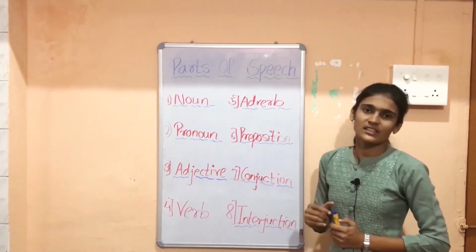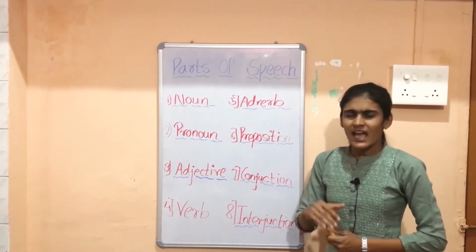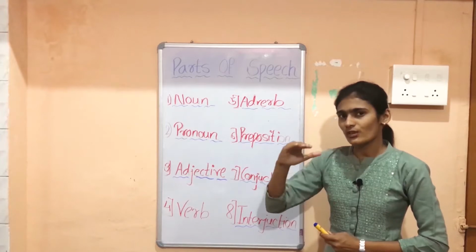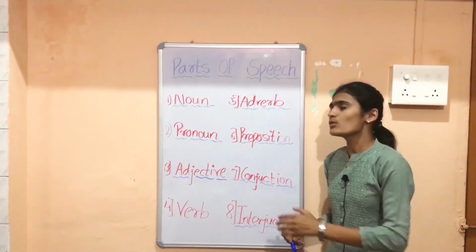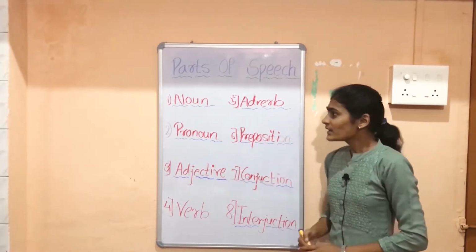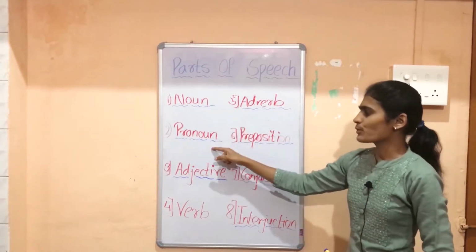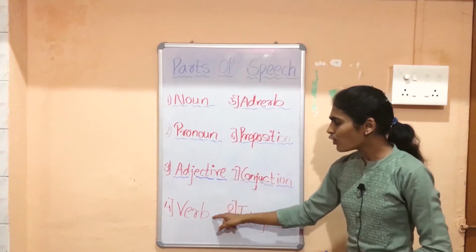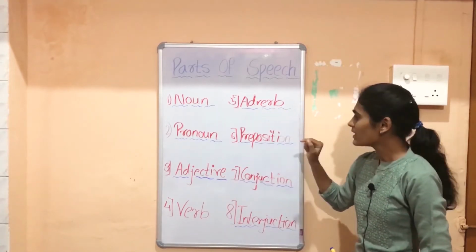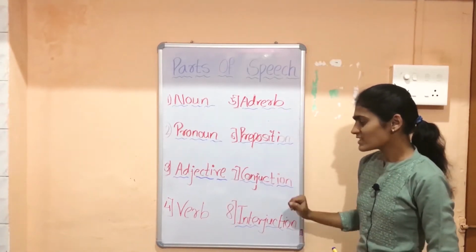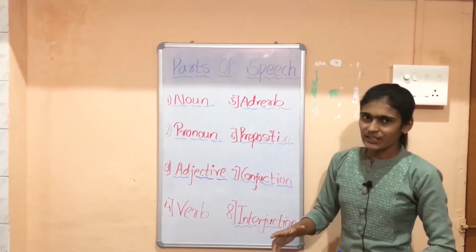When we speak with each other, we make use of sentences, and in the sentences, we make use of words. Every word has one part of speech. There are together 8 parts of speech. First is noun, second is pronoun, third is adjective, fourth is verb, fifth is adverb, sixth is preposition, seventh is conjunction, and eighth is interjection.